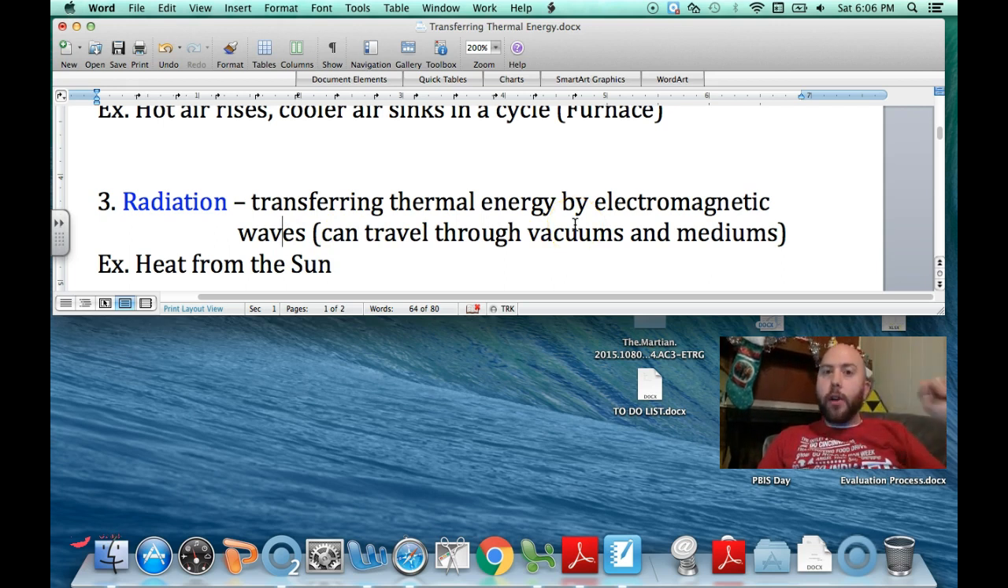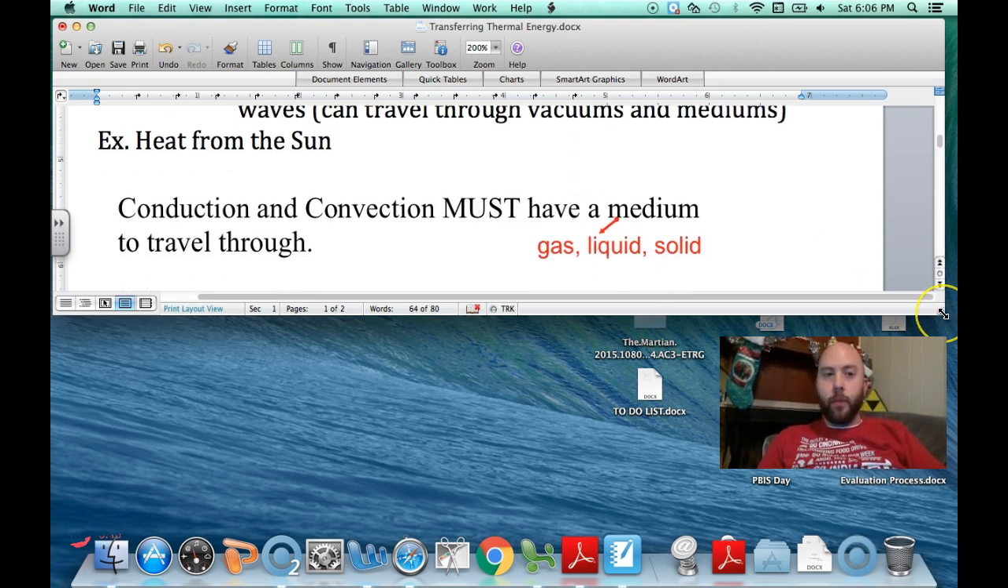So it's very important to know the following. Convection and conduction must have a medium. They have to have a solid, liquid, or gas. Conduction is when two solids touch each other. Convection is gases and liquids rising and sinking, etc. What if you put a solid and a liquid together? Is that convection or conduction? That's technically conduction. It's two objects touching each other. But again, conduction, convection, you have to have a medium.